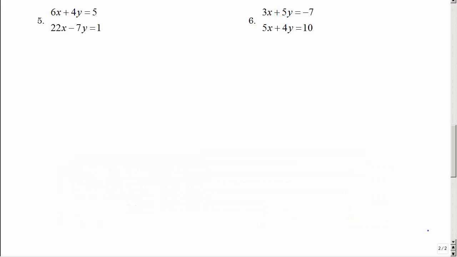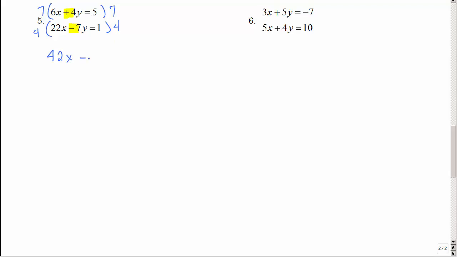All right, 2 more problems. On number 5, I see 6 and 22. Don't like that. But at least I see opposites there. So a common multiple between 4 and 7, of course, is 28. So I could multiply this one times 7 and that one times 4. Remember to multiply everything by those numbers.